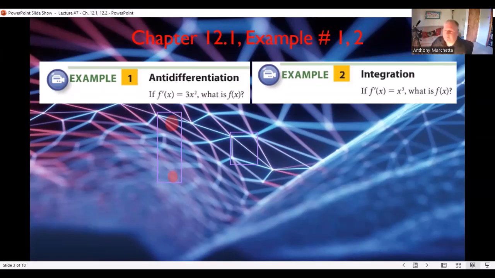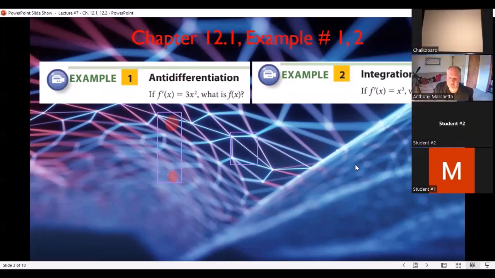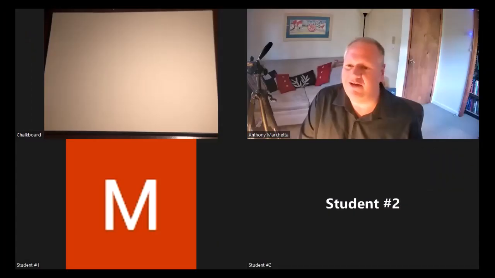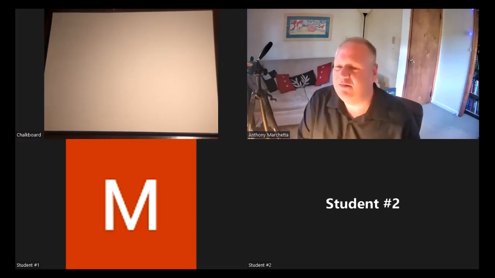Let's see if I can get this clear for us. So right now, friends, if you look in the top right where it says view, please change it to speaker so that way you can see the chalkboard is the main thing.